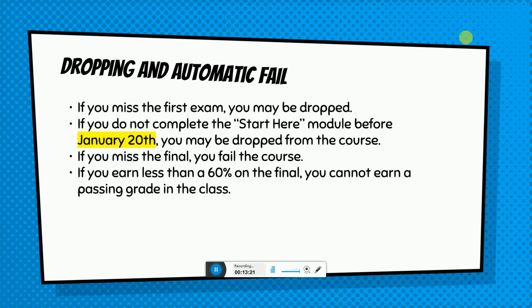Things that we should cover so that you don't come across them unexpectedly would be dropping and automatic fail. So if you miss the first exam, you may be dropped from the course. And if you do not complete the Start Here module before January 20th, which is the end of the first week, you may be dropped from the course. If you miss the final, you can automatically fail. And if you earn less than a 60% on the final, the highest grade you can possibly earn in the class is a D.